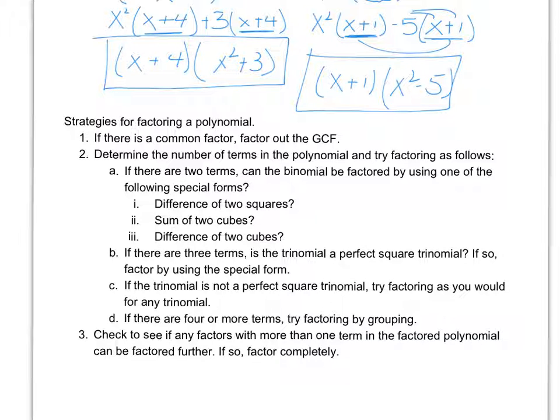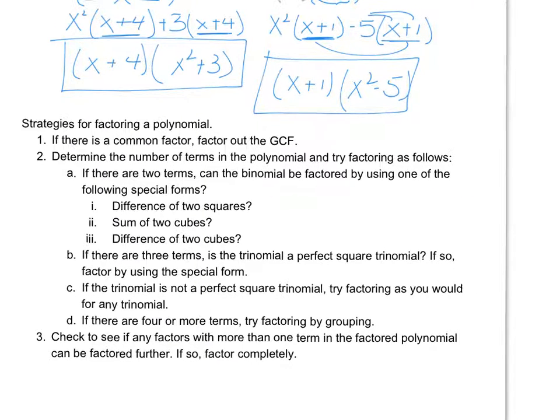So in terms of strategies for factoring a polynomial, we always want to check if there's a common factor first, and if we find one, we take it out. Then I want to see the number of terms and see if there's anything special I can do. So I check the number of terms. Is it a difference of 2 squares, a sum of 2 cubes, or a difference of 2 cubes? If it is, then I use those formulas.